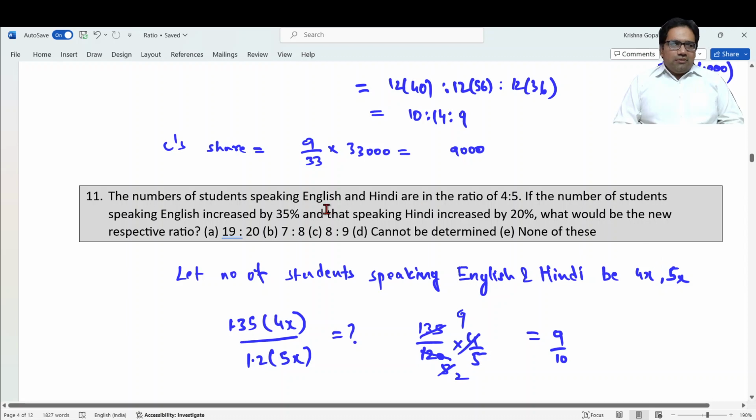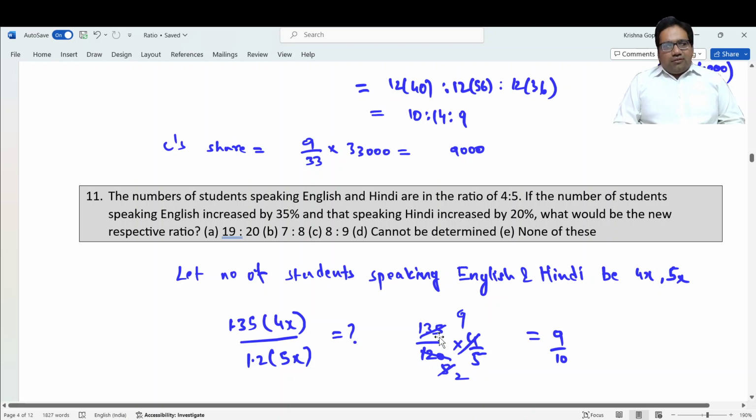Okay, what it is saying, English has increased by 35%. That means 1.35 into 4x. Hindi has increased by 20%. That means 1.2 into 5x. What is this ratio? 135 by 120 into 4 by 5. X gets cancelled.